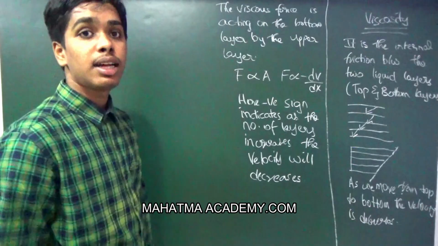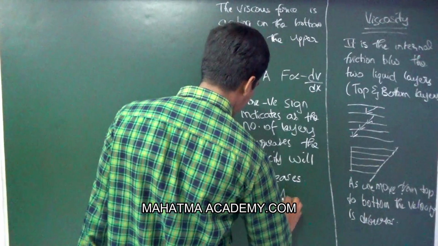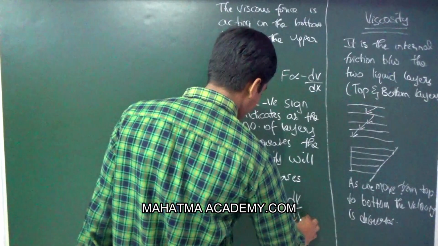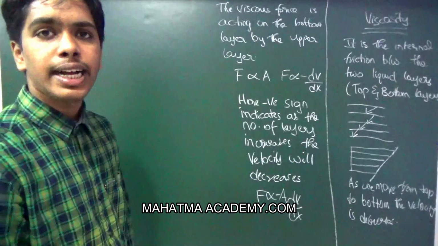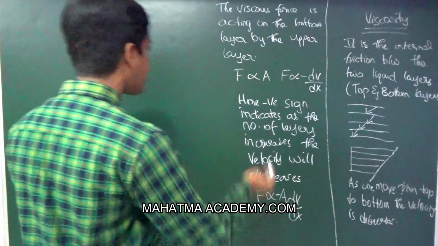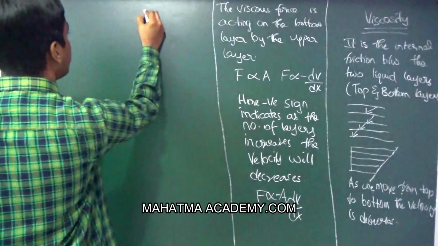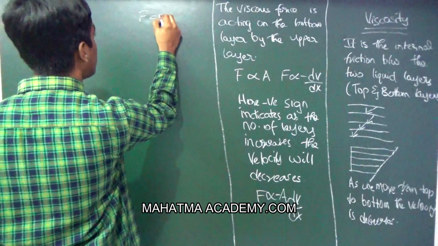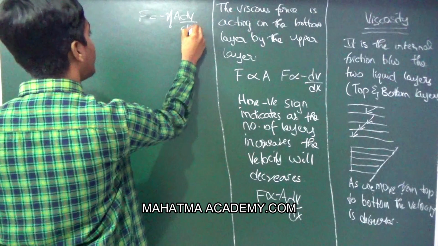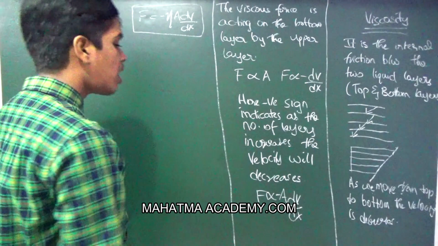So from this we can derive a formula as F directly proportional to minus A into dV by dx. Here the proportionality constant is eta, that means the viscous force or coefficient of viscosity. F is equal to minus eta A dV upon dx. Okay.